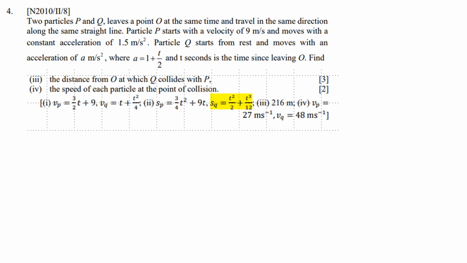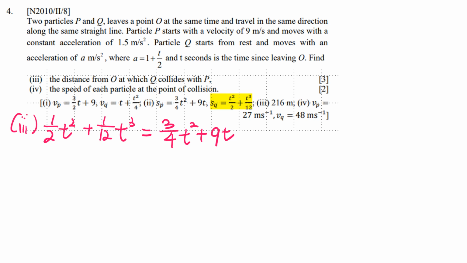So what's the concept involved here? When Q collides with P, what does it mean? It means the distance traveled by both particles will have to be the same, because they're all traveling from the same point O. So in order for them to collide with each other, the distance traveled by both of them will have to be the same. So we are going to equate the expressions we found in part 2. The distance traveled for particle P equals the expression that we found for particle Q.